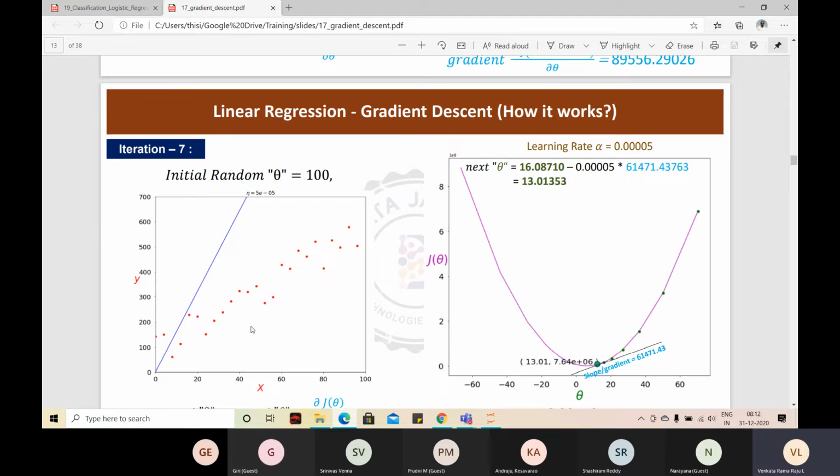I am taking linear regression because it is easy to understand. The same thing will happen in logistic regression also. In logistic regression, it will make a decision boundary between two classes. This line is going to be a line between two classes where the cost is low.